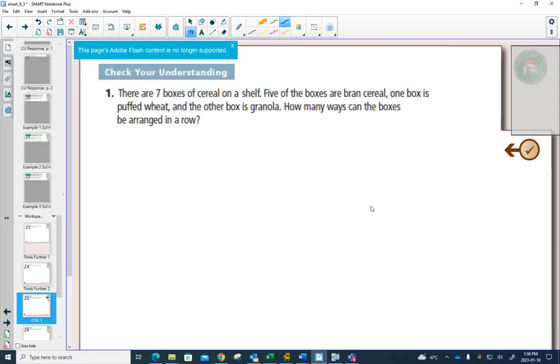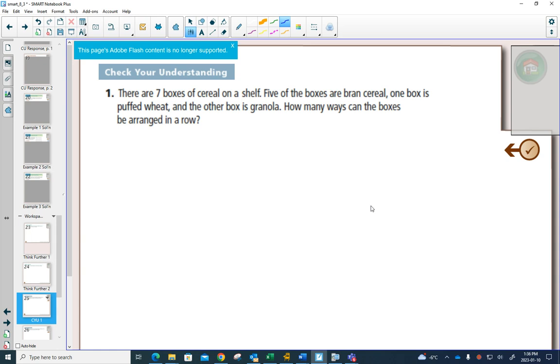Boxes of cereal on a shelf. 5 are bran cereal, 1 is puff, and 1 is granola. And you want to arrange those boxes on the shelf because you're like, oh, how many ways can you arrange them? I don't know why you'd want to spend time rearranging them, but maybe you do. Okay? How is this an identical objects question?